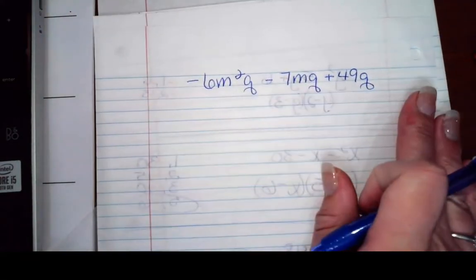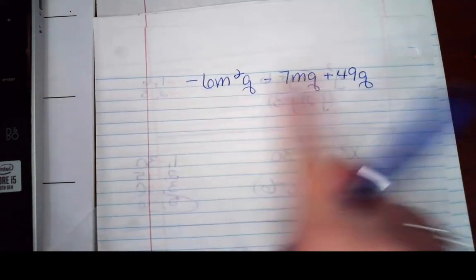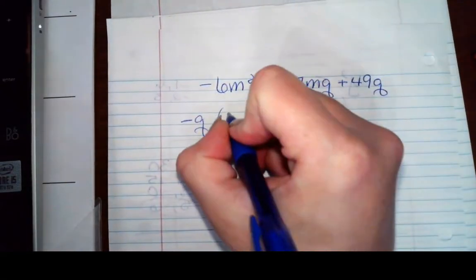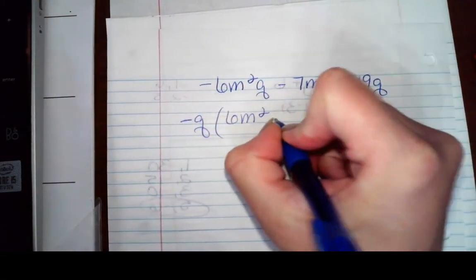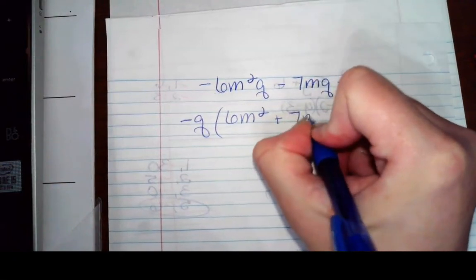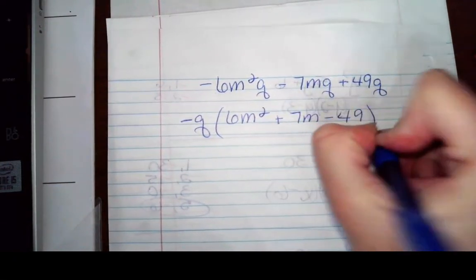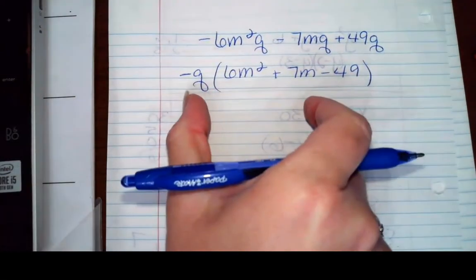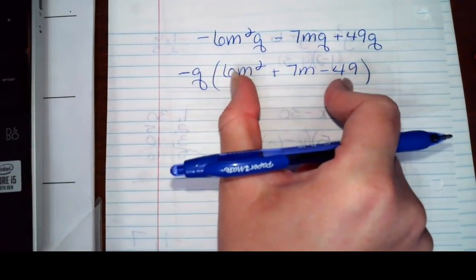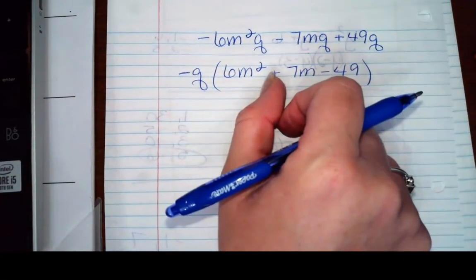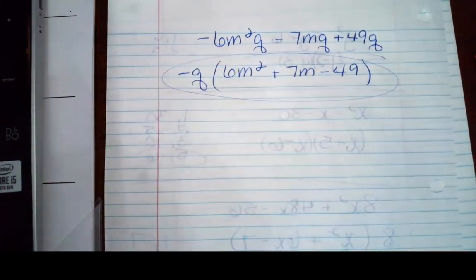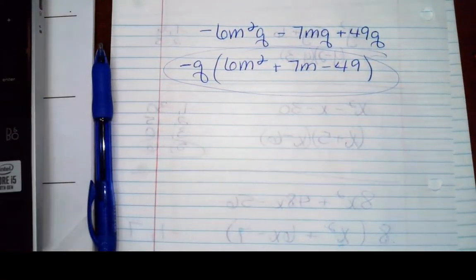Okay, so I'm going to change the signs of my trinomial. So I do notice everything has a q. So I'm going to pull out a -q, and that's going to give me a 6m squared plus 7m minus 49. And now that's as far as I can go. Okay, I have factored, but I don't know how to handle this one yet. And I'm telling you right now it's not factorable. So this is as far as you can go. So it's not prime. You have factored it, but that's as far as I can go.